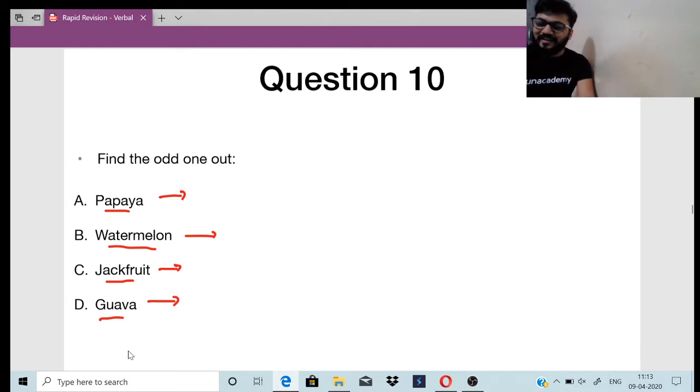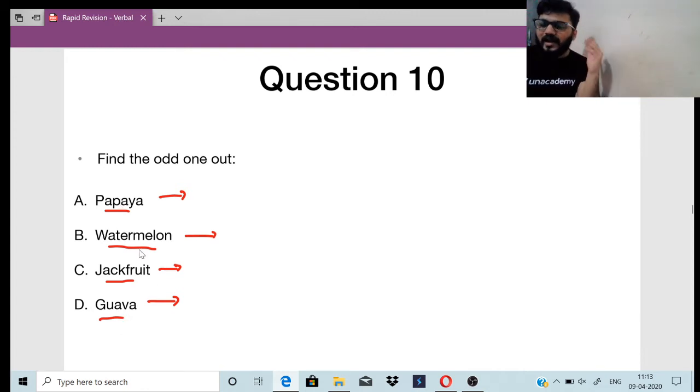Haan, ye toh aana hi tha. So this is another tough question. You guys cannot decide which one. Aap jackfruit bhi bata sakte ho, watermelon bhi, guava bhi. Ye teenon bade hain size mein. Papaya, watermelon, jackfruit are big in size. Sorry, guava is small in size.